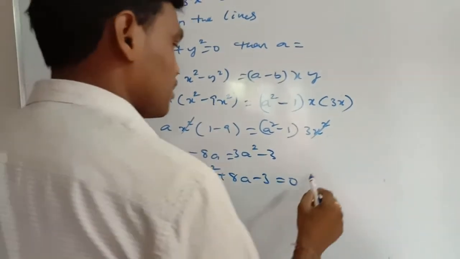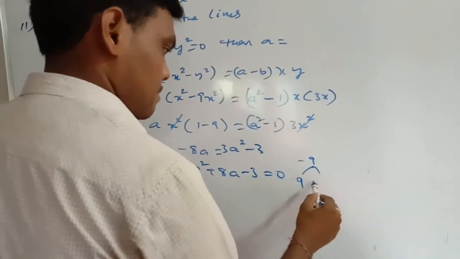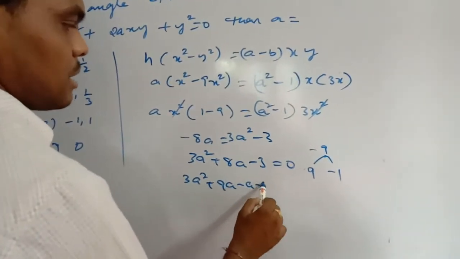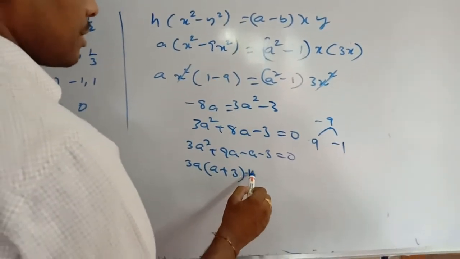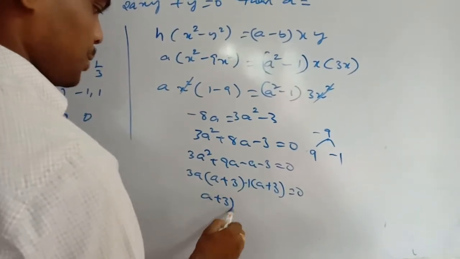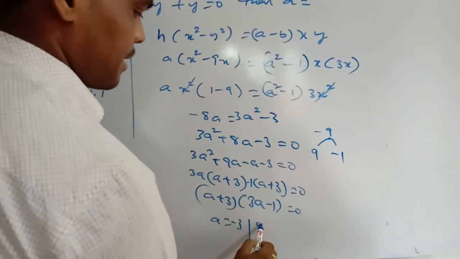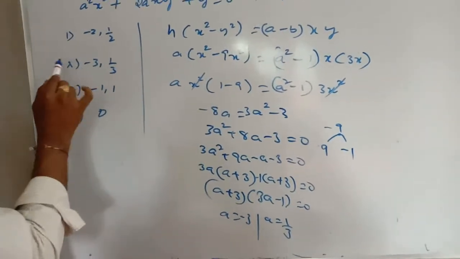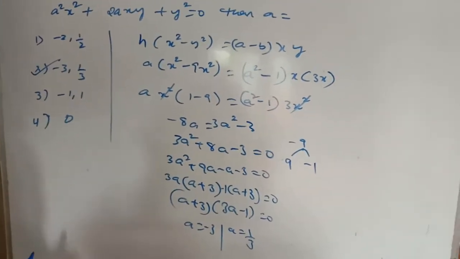Now factorize the quadratic equation. This is minus 9, and 8: 9 and minus 1. Now 3a square plus 9a minus a minus 3 is equal to 0. Taking 3a common, a plus 3, and taking minus 1 common, a plus 3. Now a plus 3 into 3a minus 1 is equal to 0. Here a is minus 3 and a is equal to 1 by 3. Now the option is minus 3, 1 by 3. So the second option.